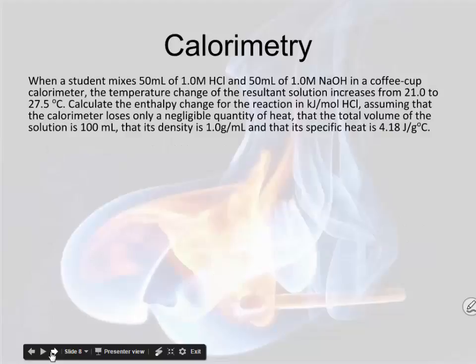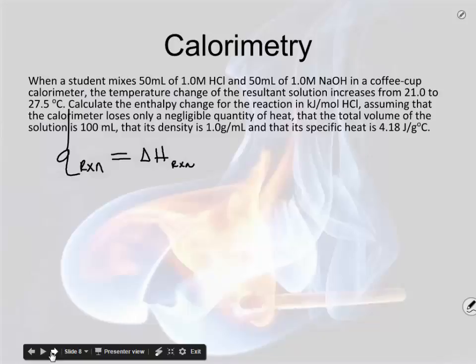So when a student mixes 50 milliliters of hydrochloric acid with 50 milliliters of sodium hydroxide in a coffee cup calorimeter, the temperature changes from 21 to 27.5. We want to calculate the change in enthalpy for the reaction in kilojoules per mole. So whenever we find Q for our reaction, that's going to be a lot of times equal to our delta H for our reaction.